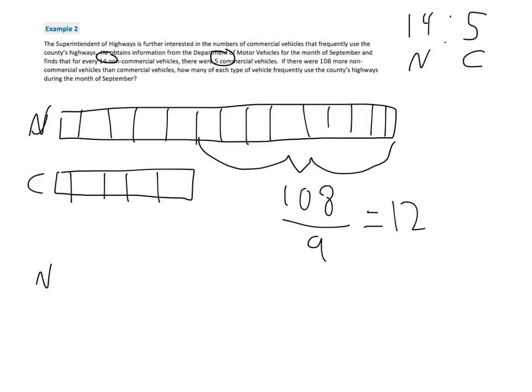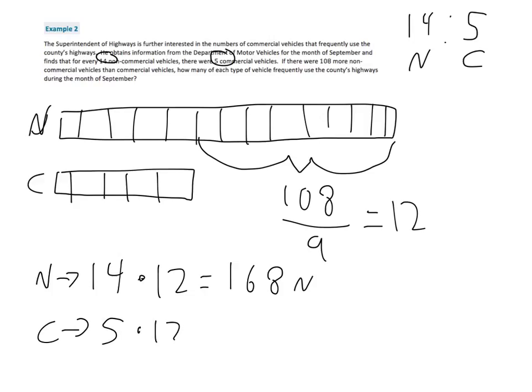So if each section is 12, then we can just do our multiplication. For the non-commercial vehicles, we're going to do the 14 sections times the 12 for each section, and you're going to get 168 non-commercial vehicles. For the commercial vehicles, we're going to do the same thing, except we're going to have 5 times 12 because there was 5 in the commercial vehicles, which is going to give us 60 commercial vehicles.